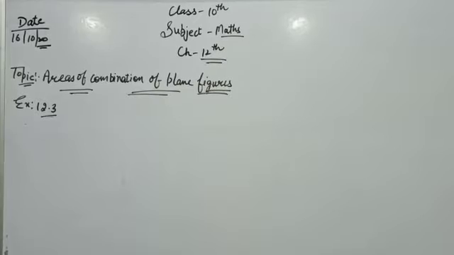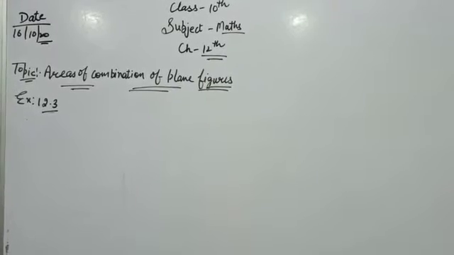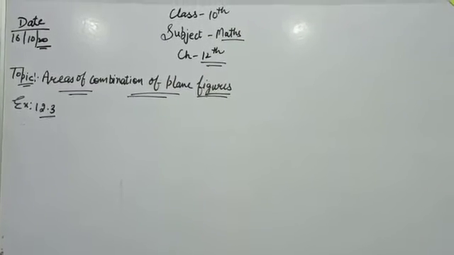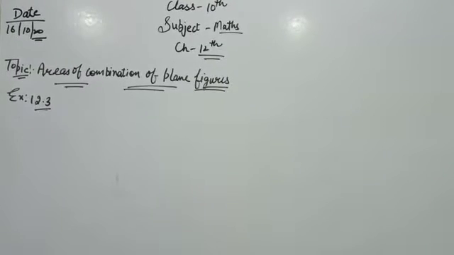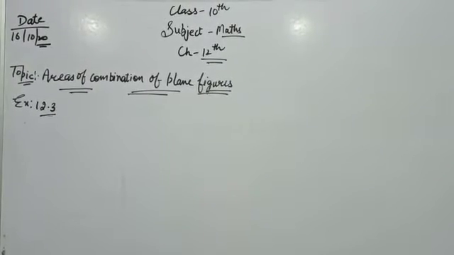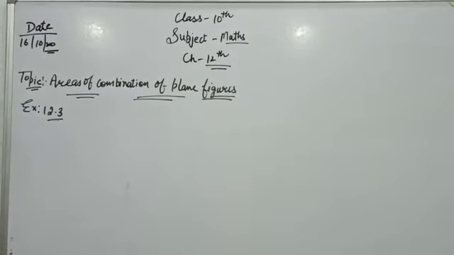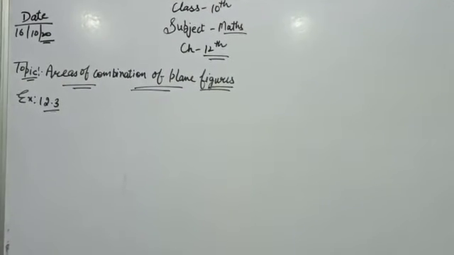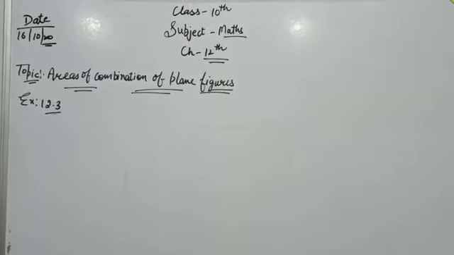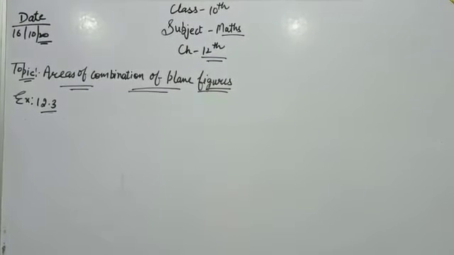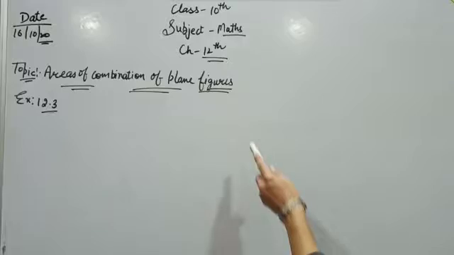Dear students, I hope you are all good and fine and completed the previous work, as we have started chapter number 12 of class 10th maths, that is areas related to circles. We have already completed area of the sector and area of the segment. Today we will start the new topic, that is the areas of combinations of plane figures.